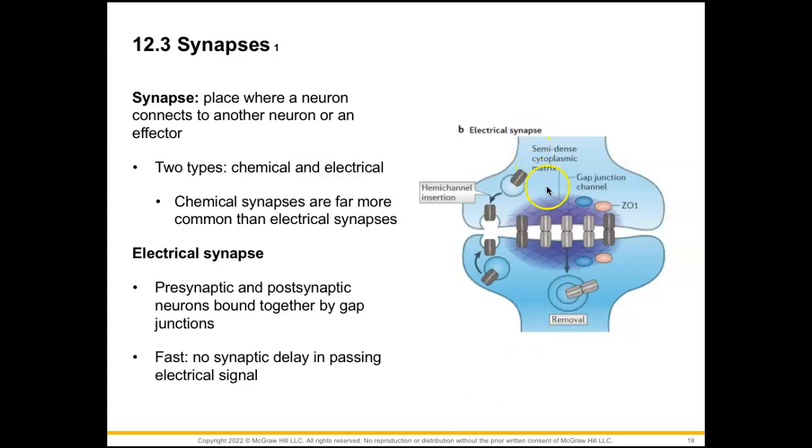synapse. This is going to be when our presynaptic and postsynaptic neurons are bound together by what's known as gap junctions. So you can see these placed right over here, and it's going to have a fast synapse, meaning there's no synaptic delay in passing this electrical signal. So we're moving straight from one neuron over to another one very easily and quickly because these channels are open, and just let those ions pass through.